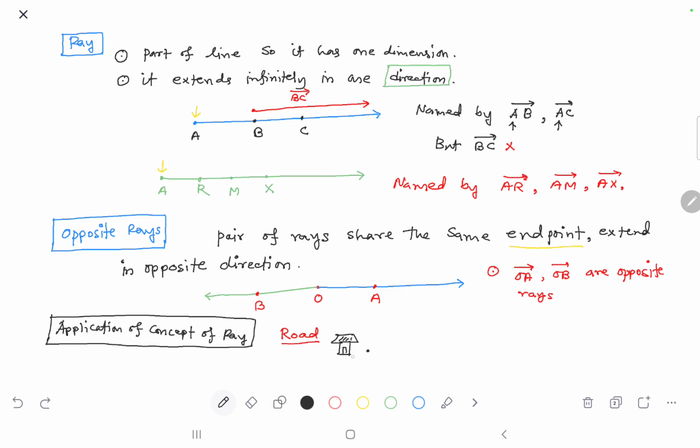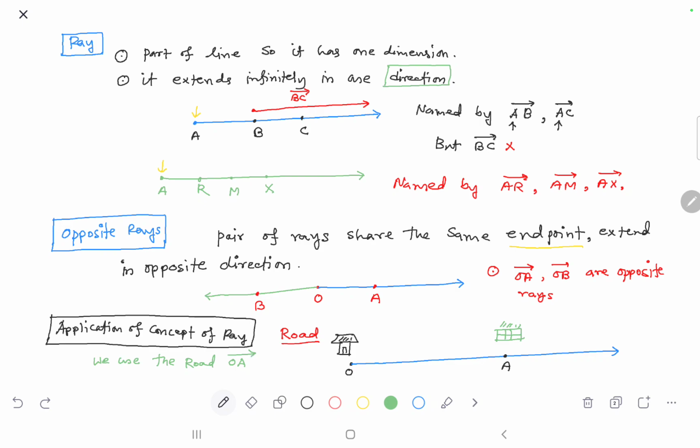So this is the house, right? And let's say the road starts from this point and goes in this direction. Then your starting point, let's say point O, and this is the point A. Suppose at point A you have the school. So when we talk about the road, you say starting point O, ending point A.